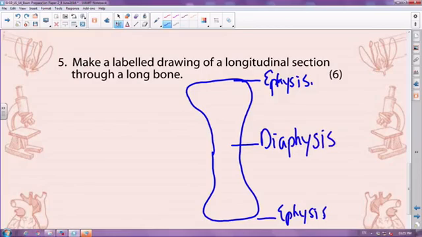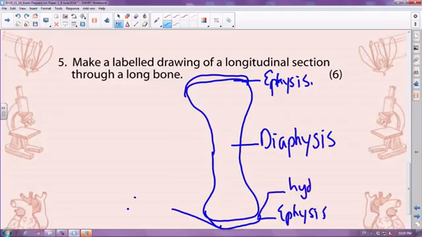Then what do we have? Usually around the ends of long bones, what do I have? Now remember, you guys need to do a biological diagram. So I don't have space here. Well, let me make it. Let me try. There we go. Hyaline cartilage.